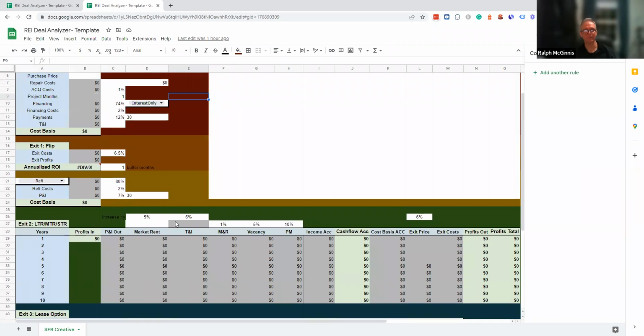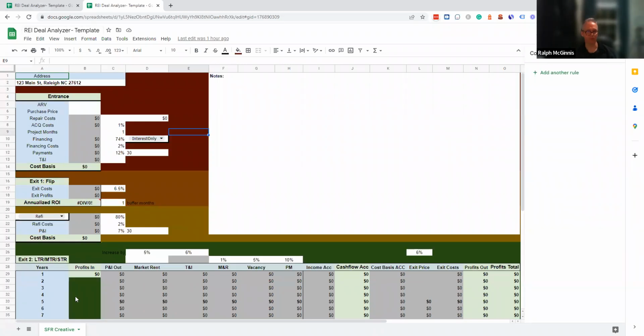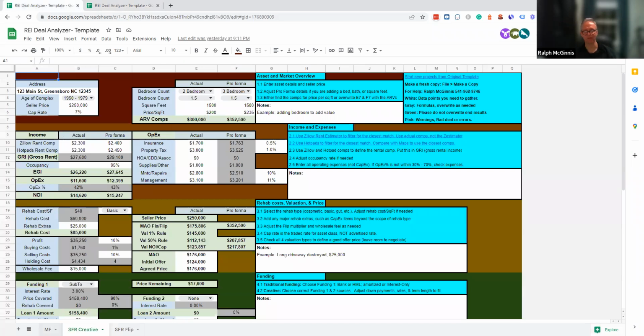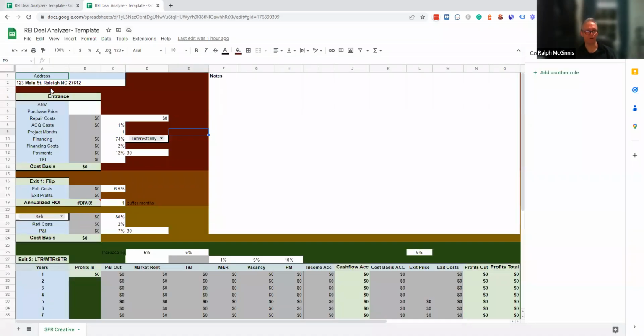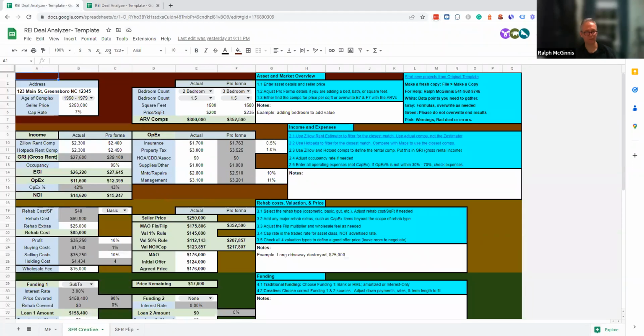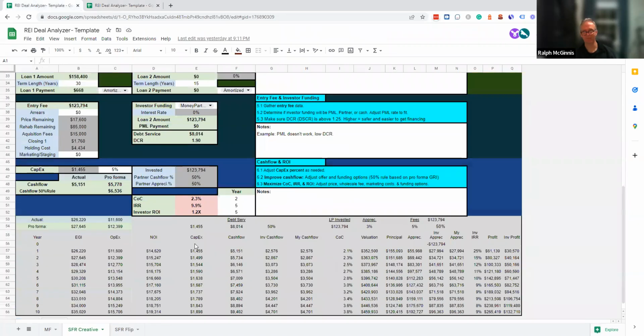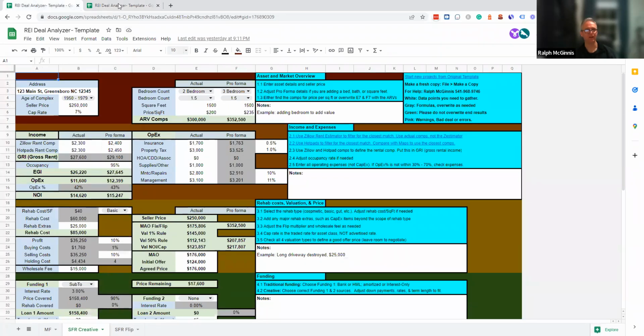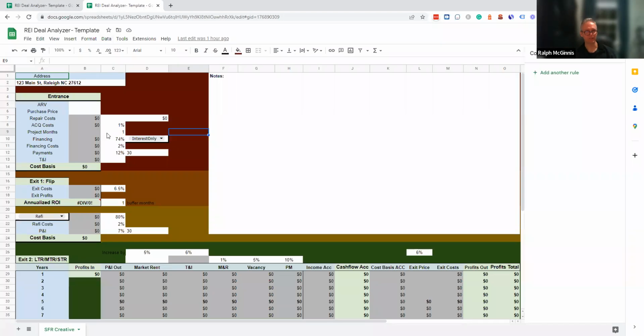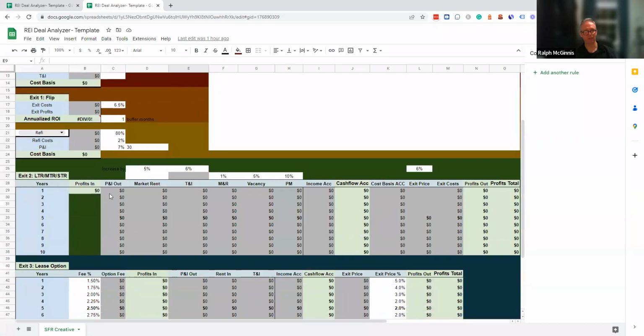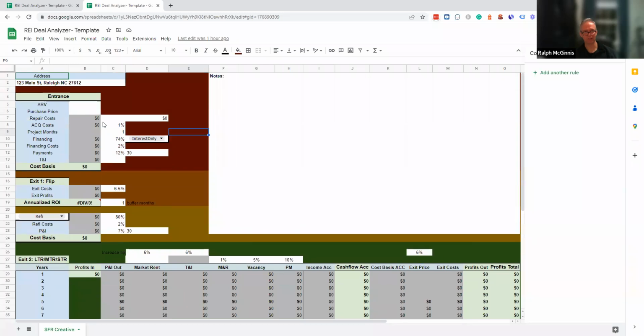But I like this one better than the single family creative that's on the main spreadsheet. So after I get this fine-tuned, I'm actually going to swap out the single family creative tab with that. It just flows better, I think. At the top you have your entrance, and I might create multiple entrances. And then after that, multiple exits, so that you can see what's the best entrance and what's the best exit for any particular property.